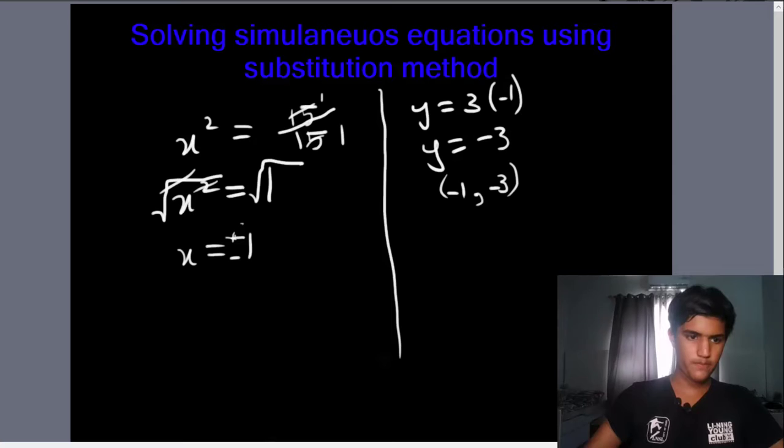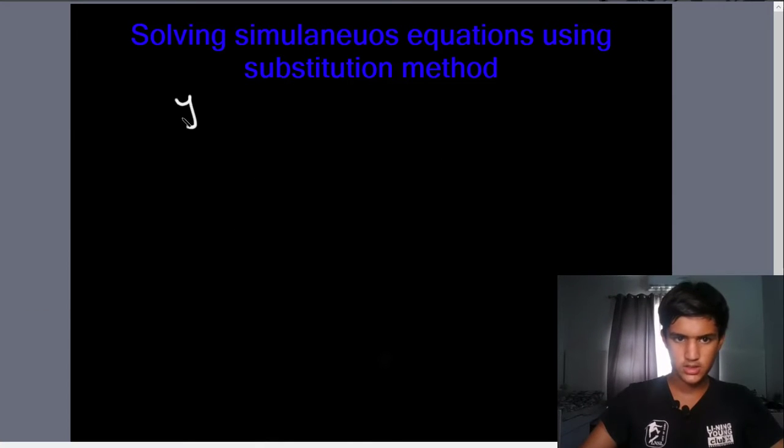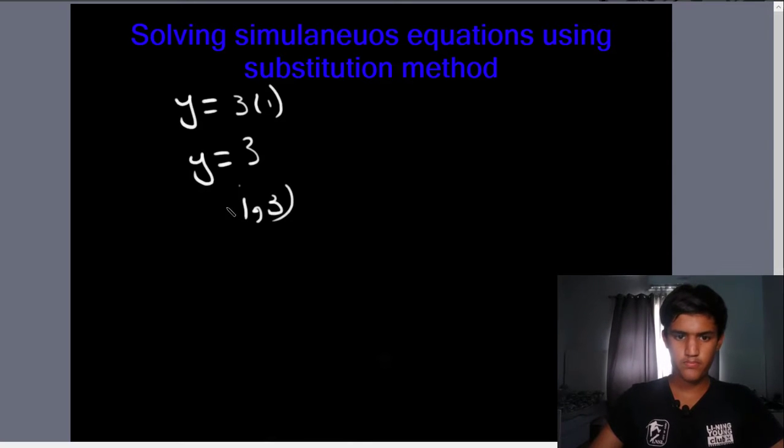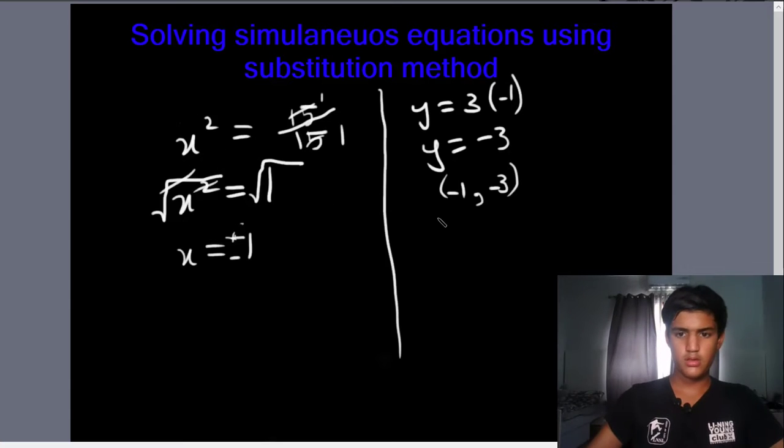And the other answer will be y is equal to 3 into 1. y is equal to 3. So 1 comma 3. So this is one answer and this is the other answer.